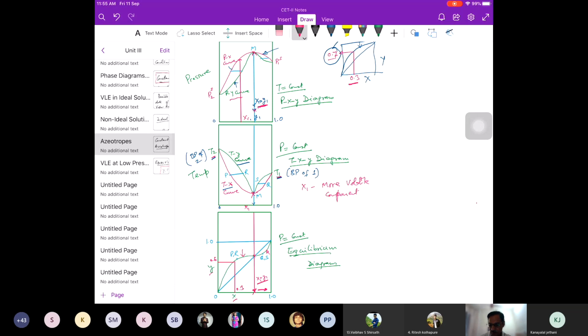Is this understood? Why it is called a minimum boiling azeotrope? So repeat. Sir, please tell us once again.